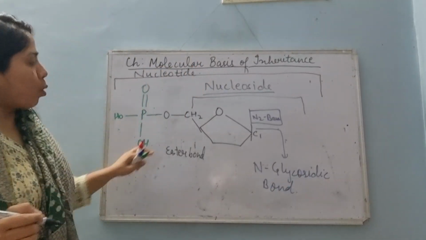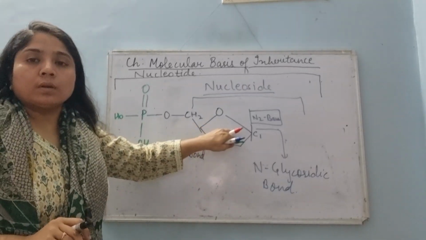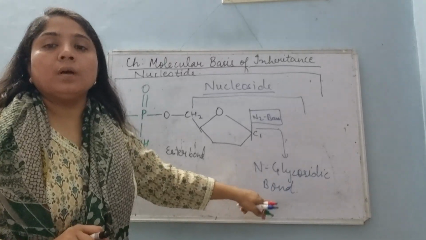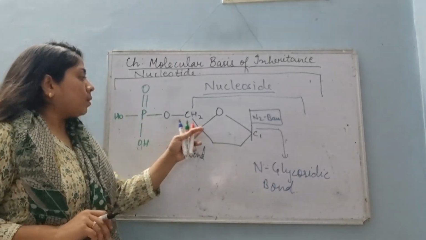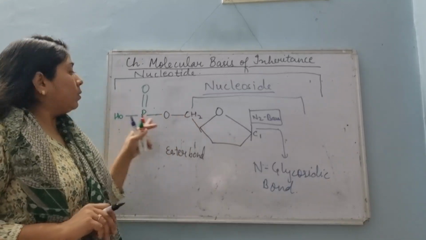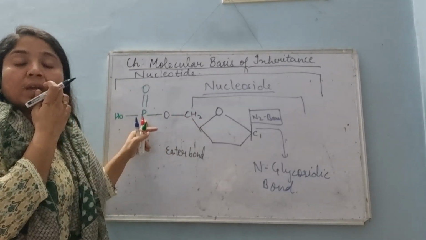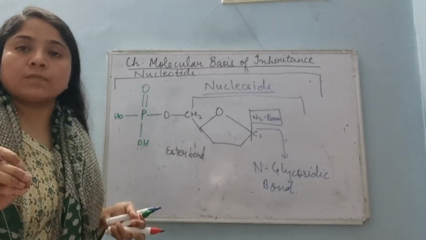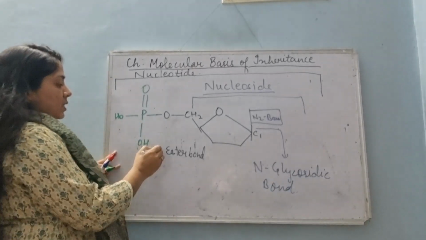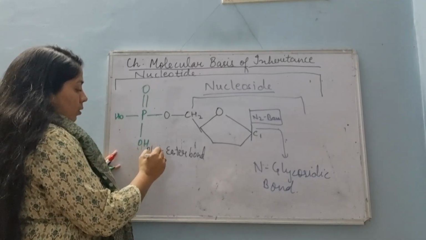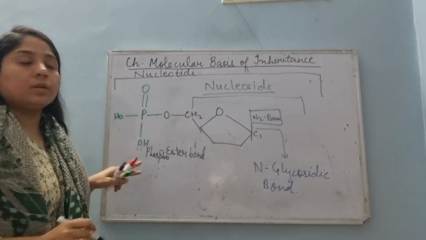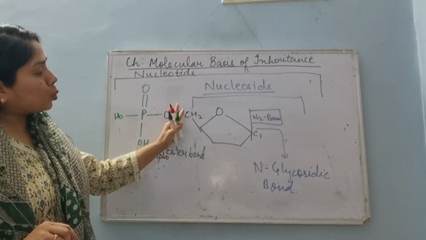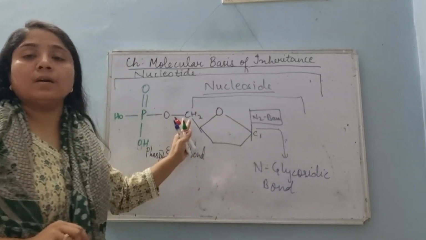Okay, let's summarize the bonds again. In pentose sugar, at carbon 1 position the nitrogenous base is attached with the help of an N-glycosidic bond. Pentose sugar carbon number 5 is bonded with phosphoric acid with the help of an ester bond. Because phosphoric acid is attached, this ester bond will be a phosphoester bond. So this complete structure is a nucleotide, and only sugar and nitrogenous base is a nucleoside.